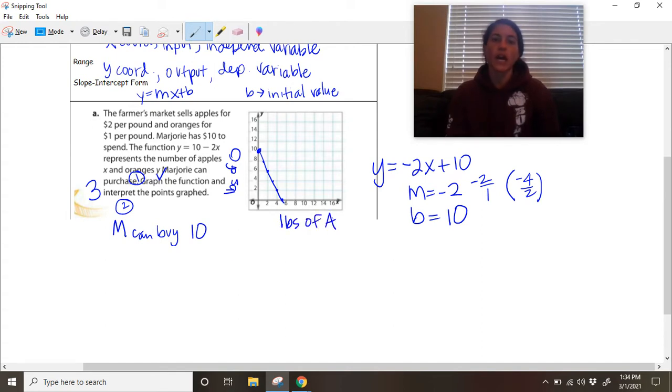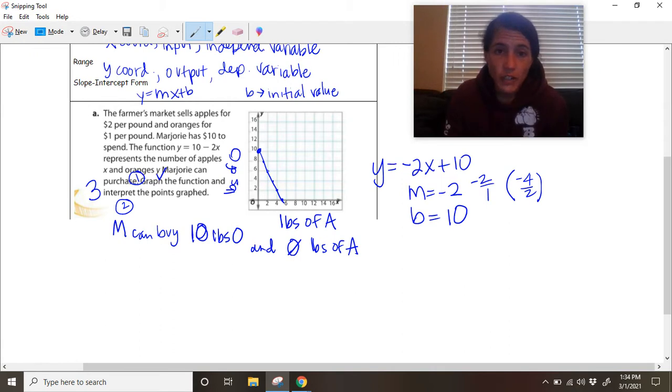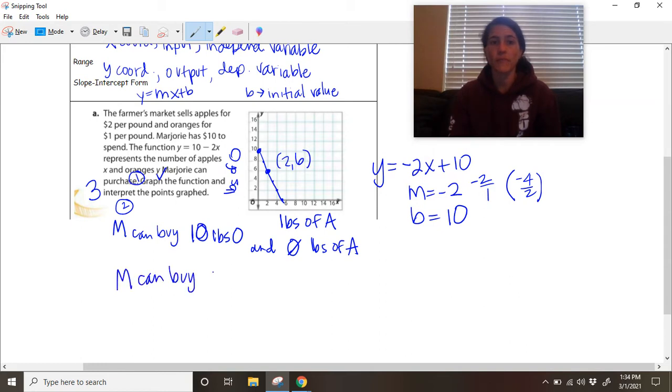Pounds of apples. So Marjorie can buy 10 pounds of oranges and 0 pounds of apples. Now the next point I'm going to do is this one right here, just because it's nice and neat on the graph. And this point is (2, 6). So we can go in that order too. Marjorie can buy 2 pounds of apples and 6 pounds of oranges.